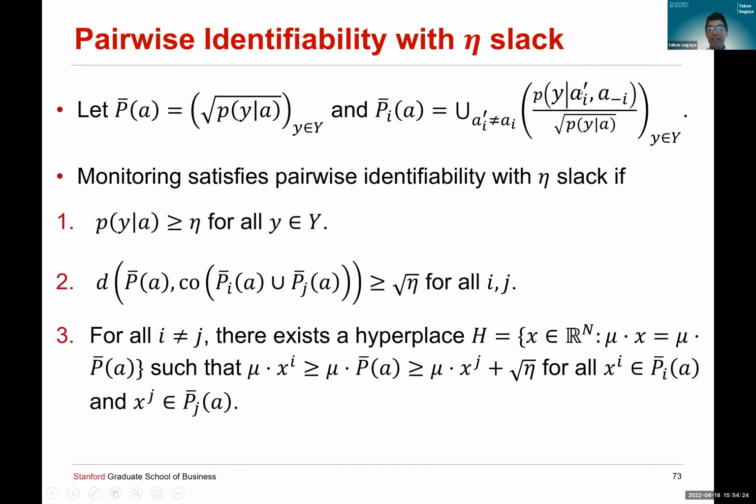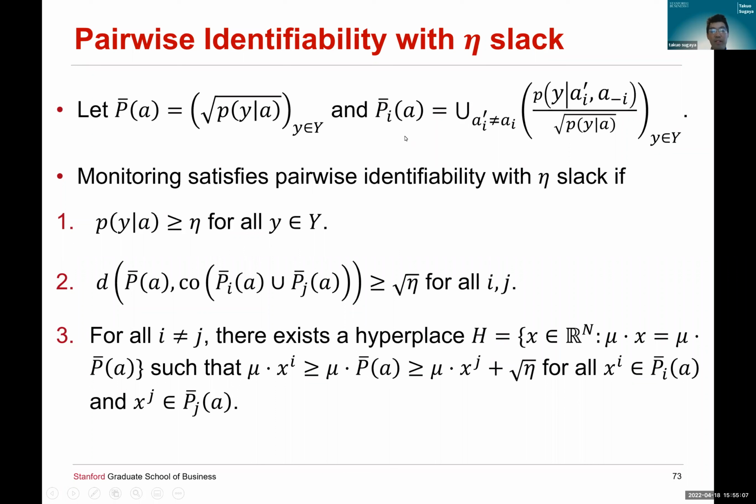This is the distribution that you can generate by deviating to an action that is not equal to the action that you're supposed to take under A. So A is the equilibrium action, you deviate to a_i prime, then you change the distribution to P of Y given a_i prime, and the others follow the equilibrium action. And we normalize this by the equilibrium distribution, the square root of P of Y given A. And you can imagine that if you take a Euclidean norm between this and this, we get the chi-square divergence if you do the algebra. So that's why this form is convenient for us, okay?